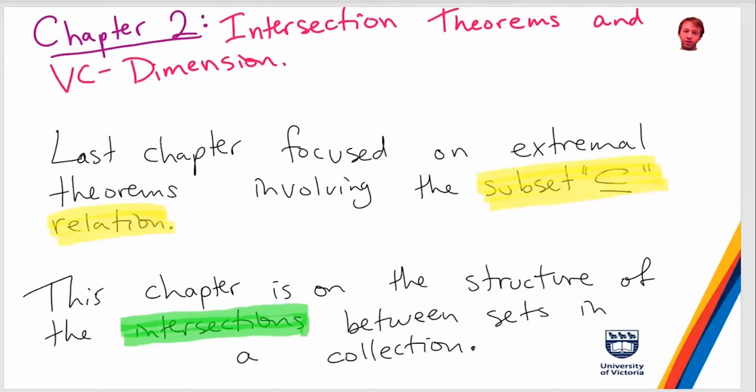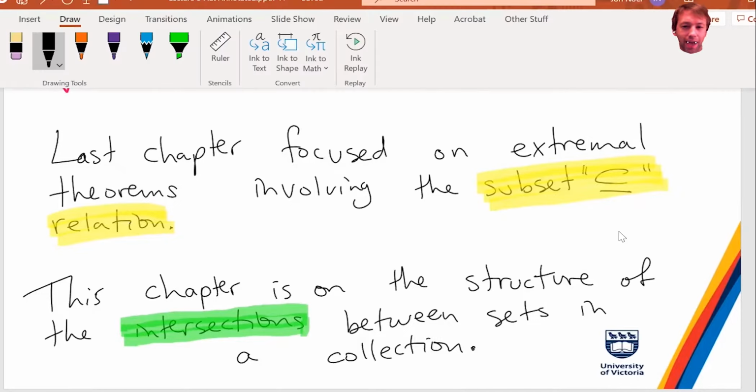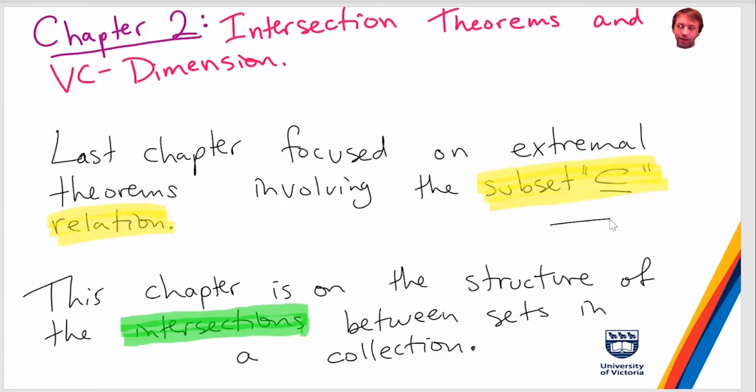We're now officially onto a new chapter of the notes. So this is all the stuff that's going to be on the second assignment. Last chapter, everything we did involved the subset relation in some way. Anti-chains involve the subset relation. Downsets, right? A downset is defined in terms of subsets.